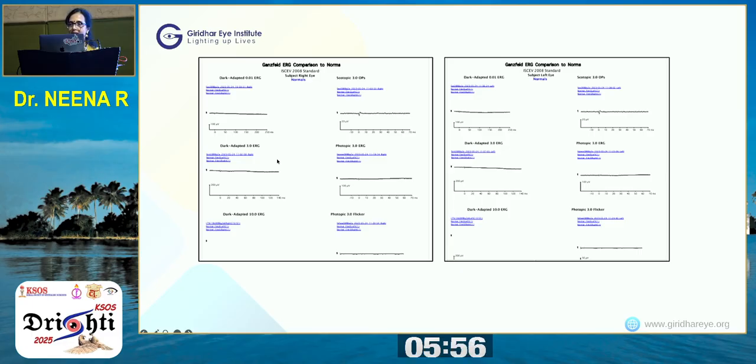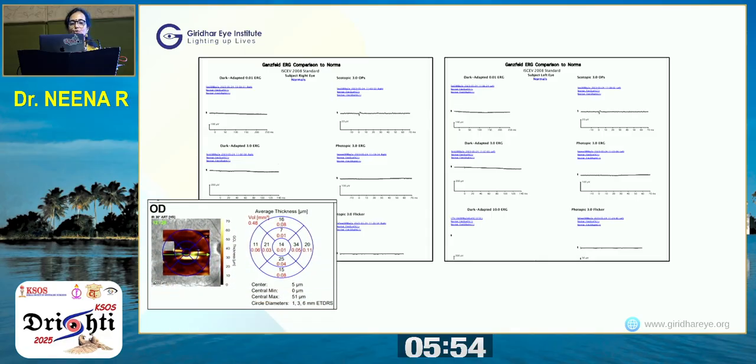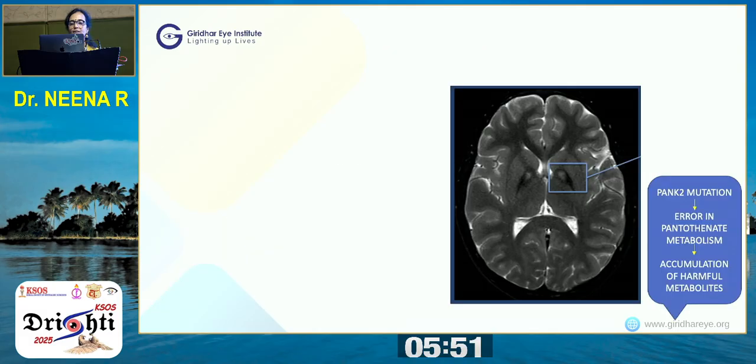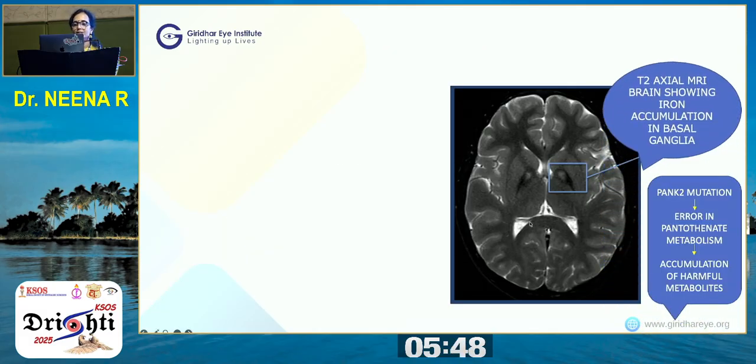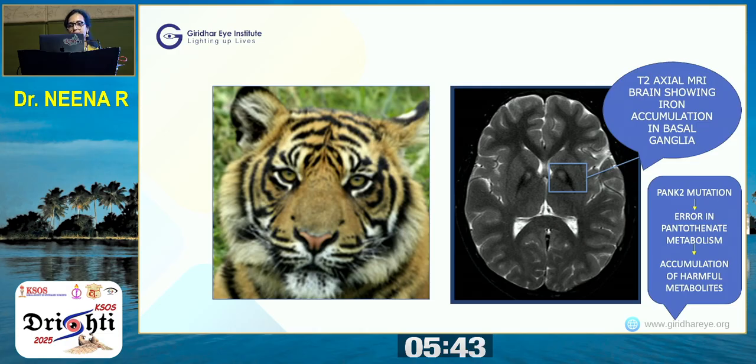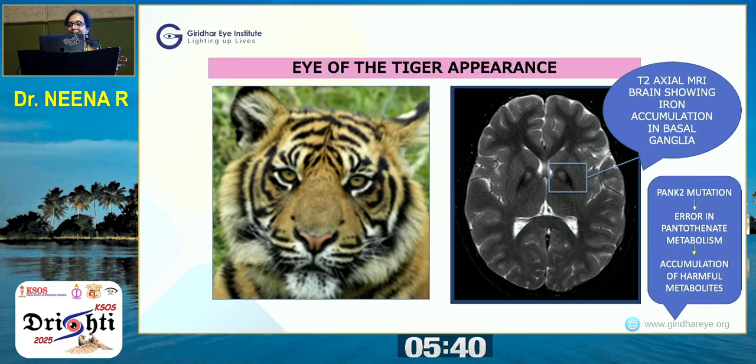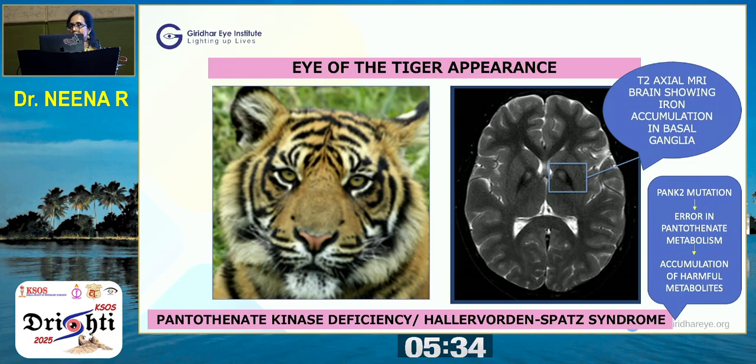I told the pediatrician he does have a retinal dystrophy, and we decided to do an MRI. And MRI showed something very interesting, eye of the tiger appearance. That's because of the accumulation of iron in the basal ganglia. And this, the pediatrician immediately recognized as a case of PANK2 mutation, an error in pantothenate metabolism producing this condition, previously known as Hallervorden-Spatz syndrome or pantothenate kinase deficiency. It was confirmed with the genetic test because of the accumulation of harmful metabolites in the brain and the retina. He was having problems of seizures and night vision. So this could be explained when we did the genetic testing and electrophysiology.